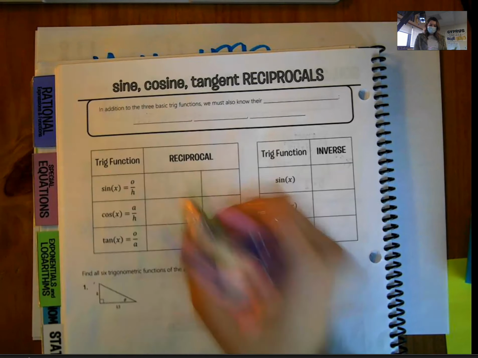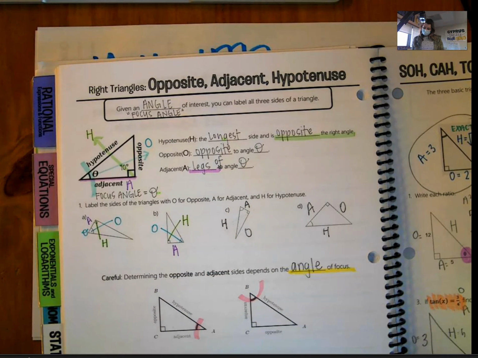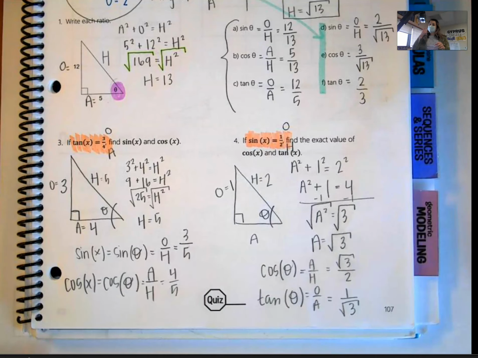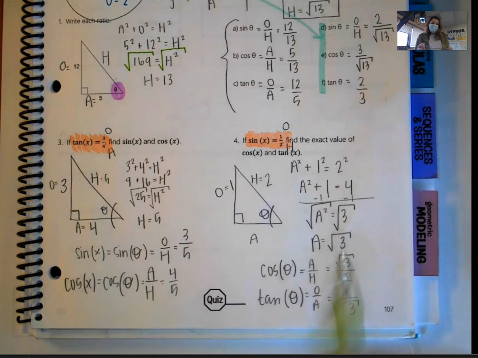Okay, so last time we talked about finding a missing side length using the Pythagorean theorem, and then using that side length to make the basic trig functions that we know.